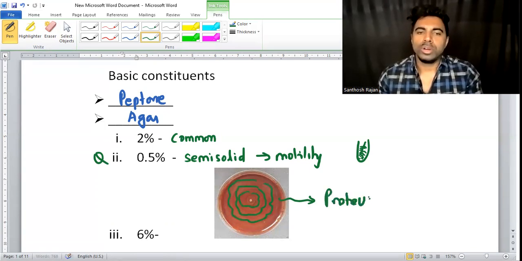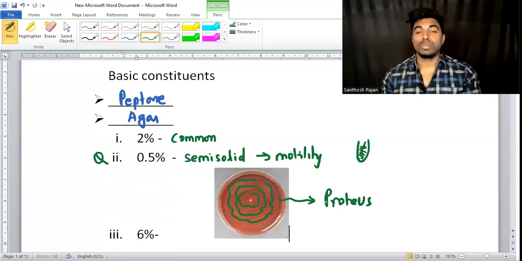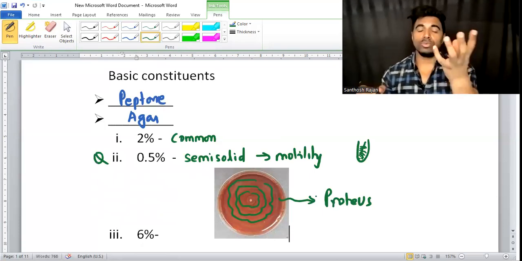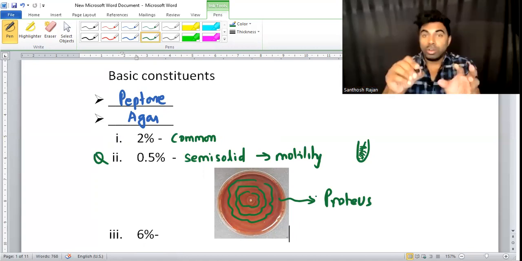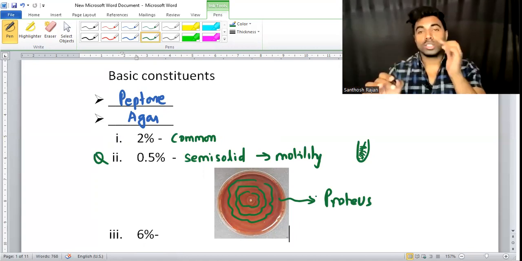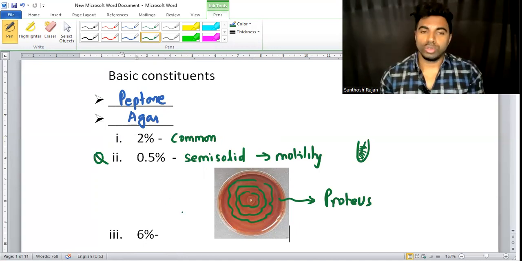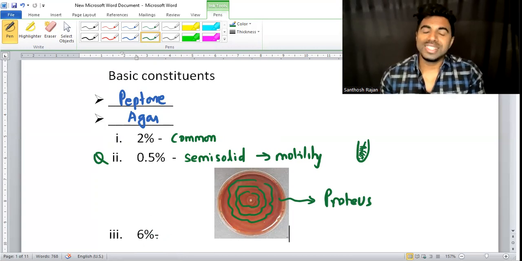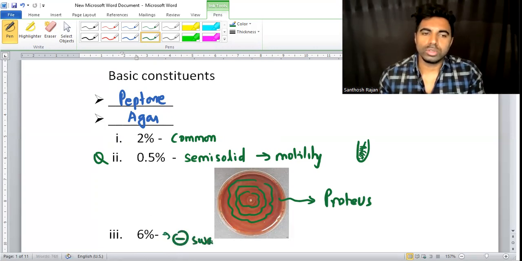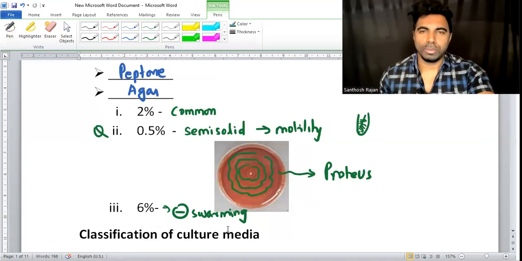It's your Proteus. In some cases, when Proteus grows in the plate, it's very difficult for us microbiologists to isolate the colonies from other bacteria. With two organisms, it's difficult to isolate. So to prevent that, what we are going to do is inhibit the swarming. How much percentage agar are we going to use? 6%. You understand? You're increasing the concentration, so that will inhibit the swarming growth. That's it. This is the basic agar composition needed.